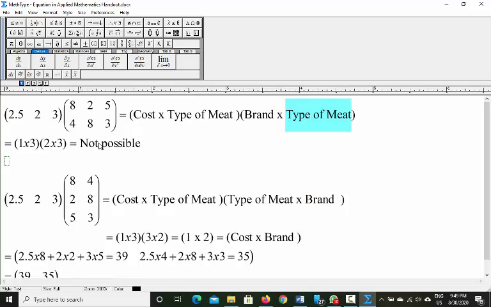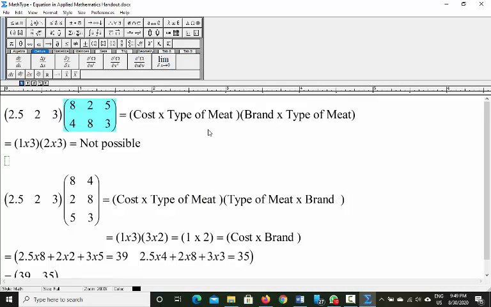So as you see, we cannot multiply, the dimension is not matching. So let us switch this one. Let us transpose this one, right? Transpose means the rows become columns and the columns become rows. What will we have?